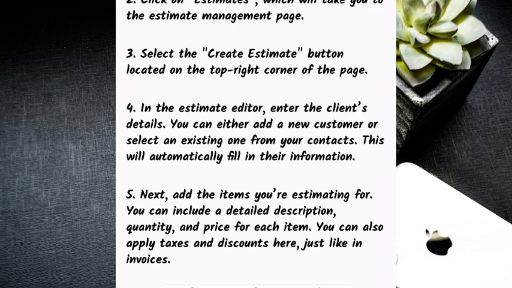Now in the estimate editor, you're going to enter the client's details. You can add either a new customer, or you can select an existing one from your contacts. This will automatically fill in their information. Next, just add the items you're estimating for. You can include a detailed description, quantity, and price for each item. You can also apply taxes and discounts here, just like in an invoice.